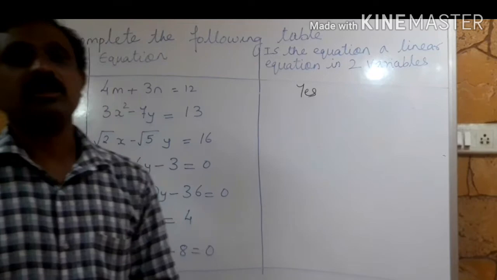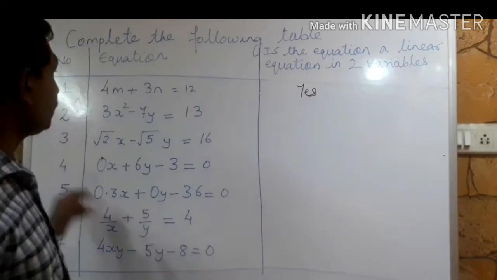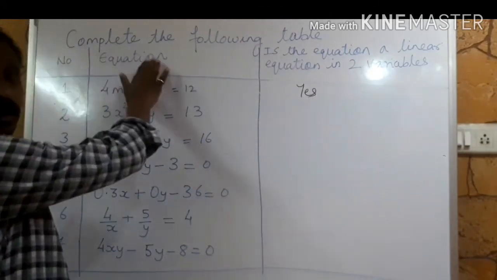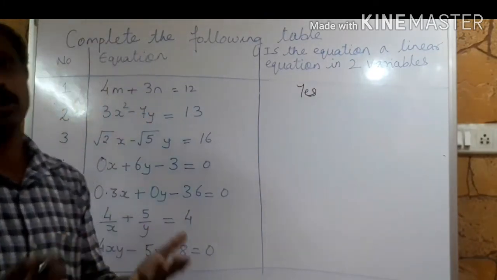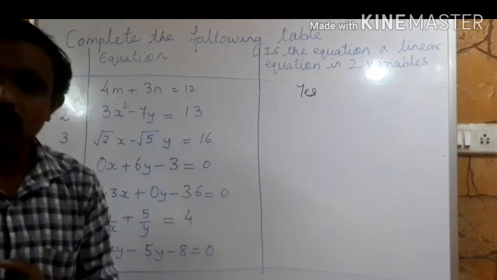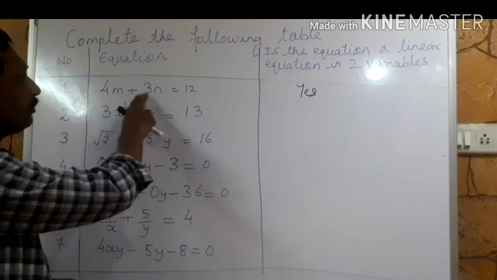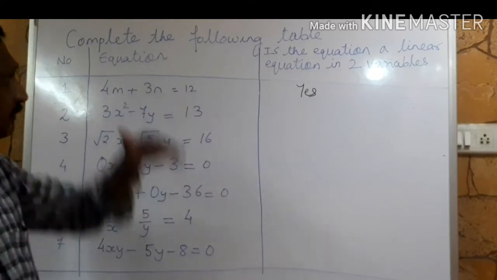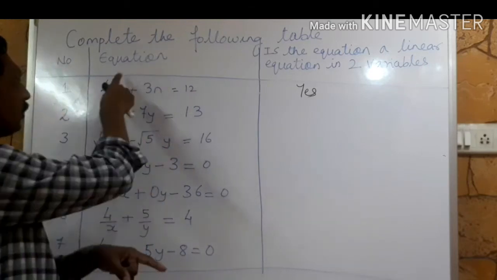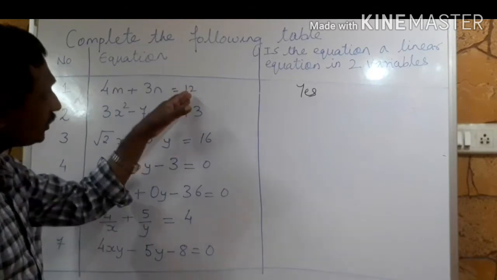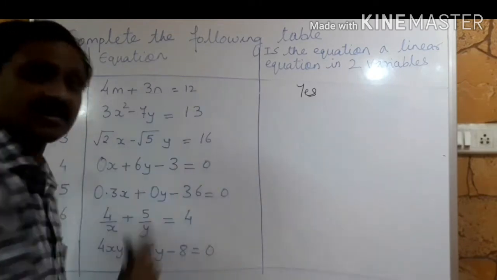We'll do an activity which is given on textbook page number 1. Complete the following table. The table is given here. Number, equation. Is the equation a linear equation in two variables or not? The first one is already solved for us, but let's see how it comes. Look at the first one. 4m plus 3n is equal to 12. If you look at this equation, you have got two variables and the degree of the variables is 1. So this equation is a linear equation in two variables. So we write it as yes.